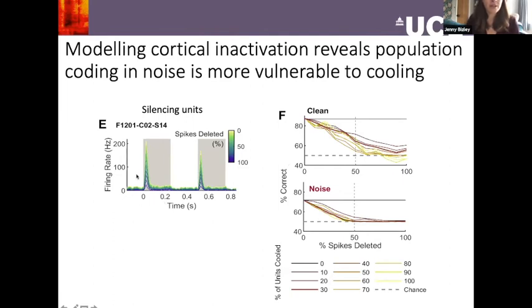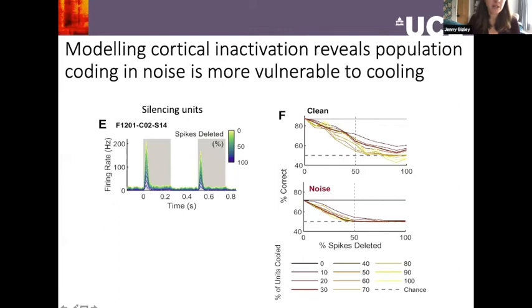to mimic the effects of cooling, where either we took neural units and removed spikes from a response, or eliminated a percentage of units from the population, illustrates to us that the population decoding measures that we have to identify the spectral envelope of a vowel are much more vulnerable to this sort of inactivation in the presence of background noise.